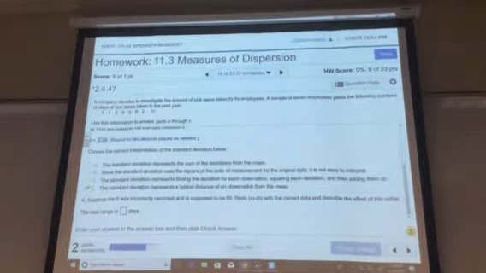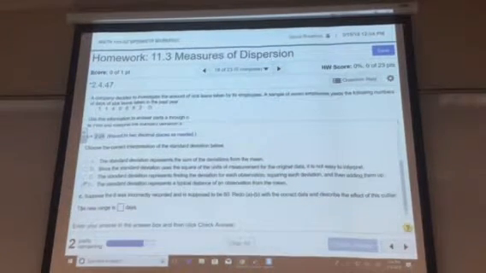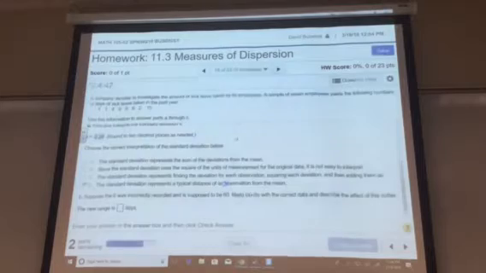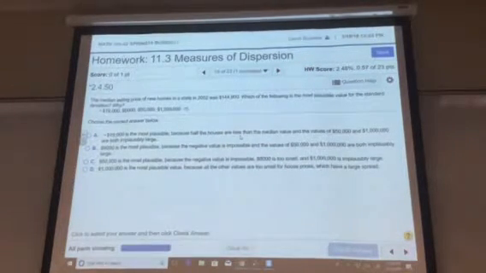And then they say, suppose that 6 was incorrectly recorded, it was supposed to be 60. What's that going to do to the range? Big change. What's it going to do to the standard deviation? Big change too. So they ask us concept questions that we could actually calculate if we needed to. Standard deviation measures average spread.